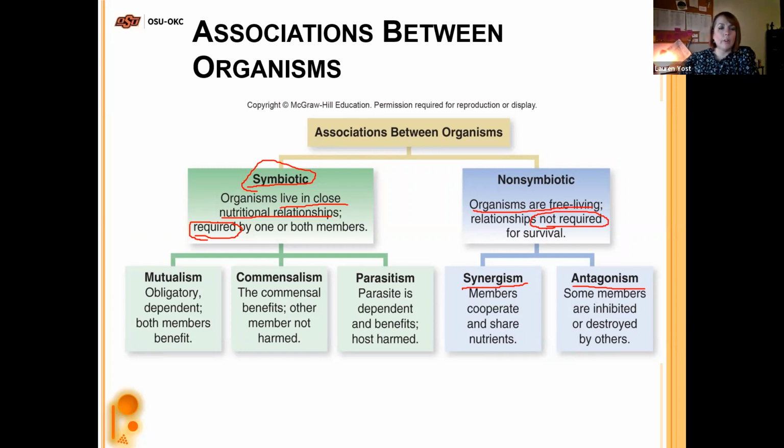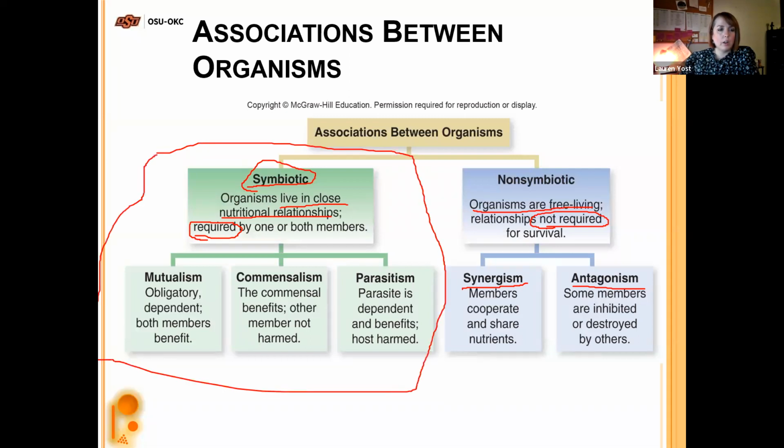These are not as important. The ones I want you to focus on are the terms here. We do want you to know synergism and antagonism, but definitely focus on the symbiotic ones: mutualism, commensalism, parasitism. These are going to come up all the time. So know these, and they'll be on the test for sure.